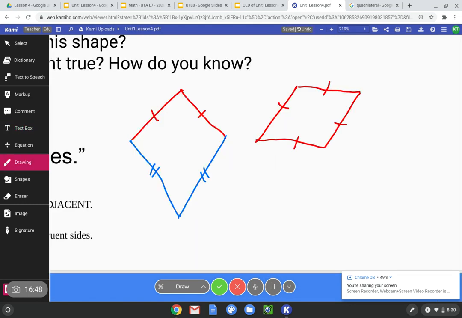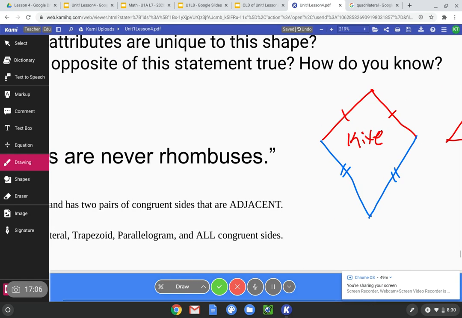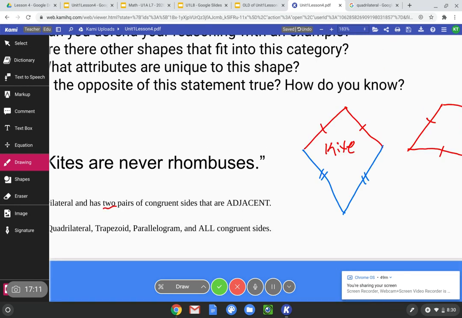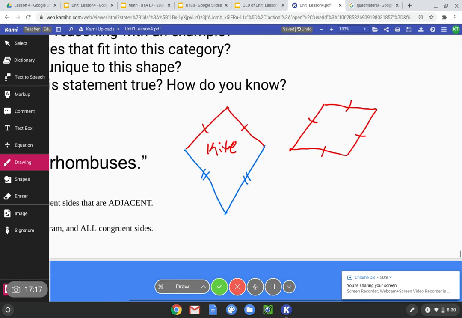Okay, so here we have our typical kite picture that we have been using for this video. And remember, a kite is a vague description. It's like a trapezoid. There's no one right way for a kite to look. As long as it follows these rules of being a quadrilateral that has two pairs of congruent sides that are adjacent, it is a kite. So it's a vague description, so it can have many different forms.